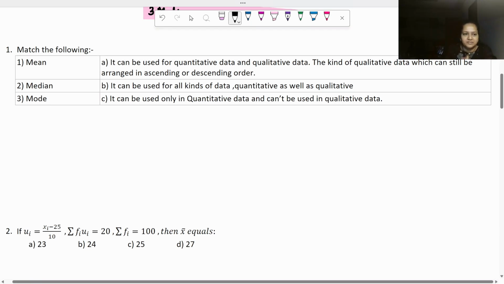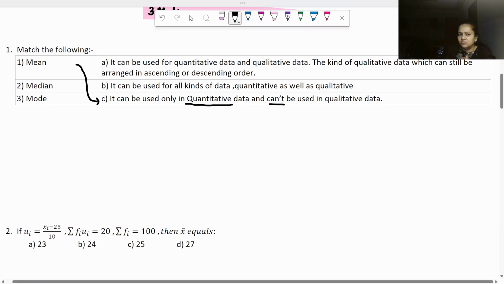On the left hand side, we have mean, median, and mode. So mean, if you see, we will never be able to find the mean if the data is qualitative. How can we find the average of qualitative data? Not possible, no. So mean always goes with only quantity, not quality. We will not be able to find out the mean of the data if it is qualitative data. So mean is used only for quantitative data, cannot be used for qualitative data.